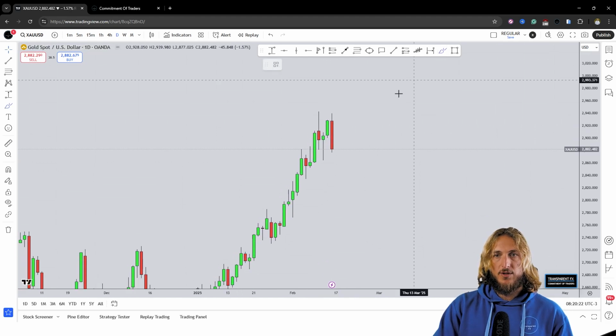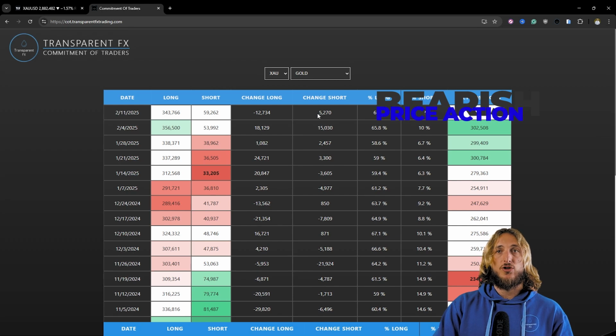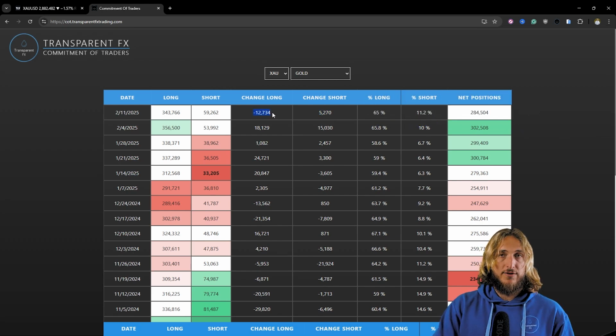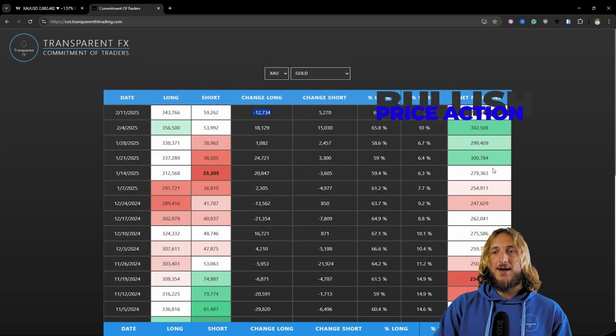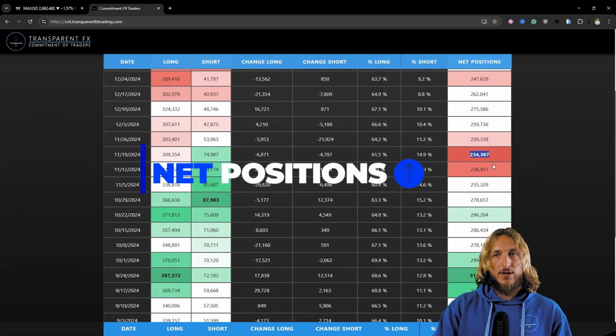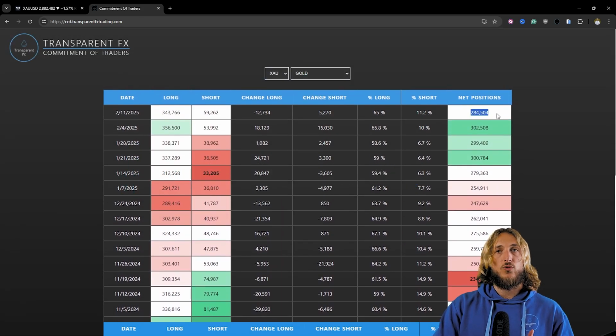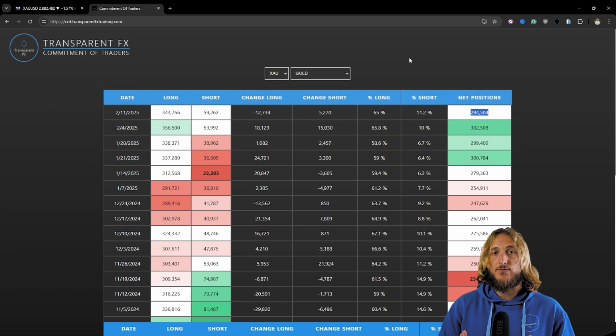The market from here is starting this rejection to the downside, fueled by this institutional shorting of gold and profit taking on their longs during this push to the upside. However, we have to keep in mind that in the long run, net positions still have massively increased. We went from 234k net positions all the way up to now 284k net positions. So even though in the short term we see a move back to the bearish side for gold, in the long term, the bullish positioning of institutions is very clear.